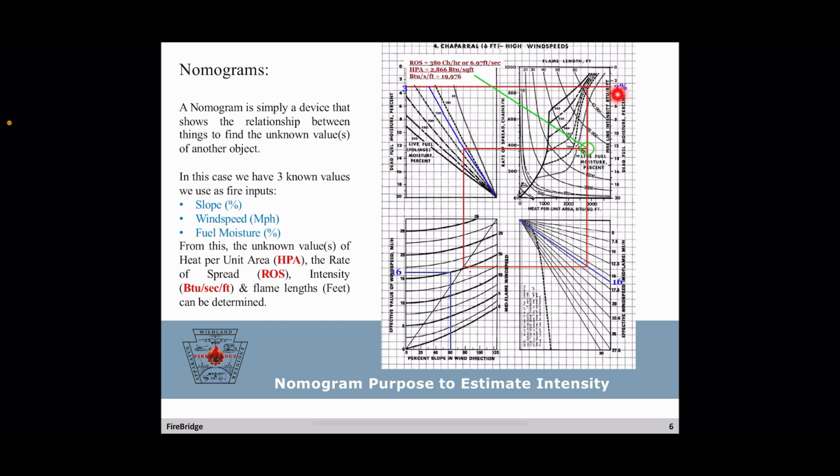Dead fuel moisture percent and fuel type determines your BTU per square foot. There is no other variable other than dead fuel moisture percent that controls the heat per unit area. Where the intensity comes into play is from your live fuel moisture percent and your wind speed, because this right here is just simply a turn line. So that's basically it in a nutshell, guys.